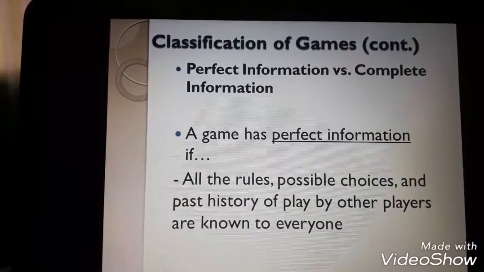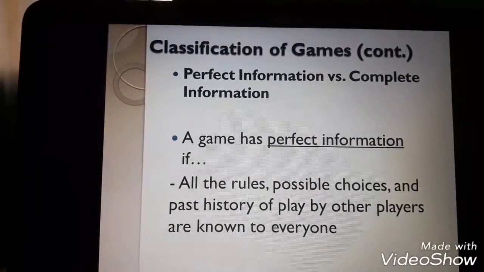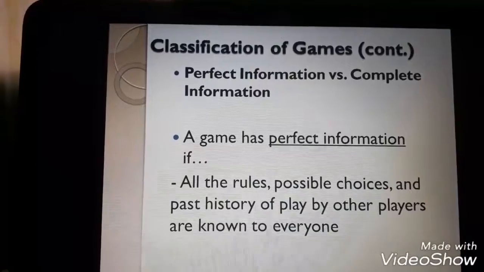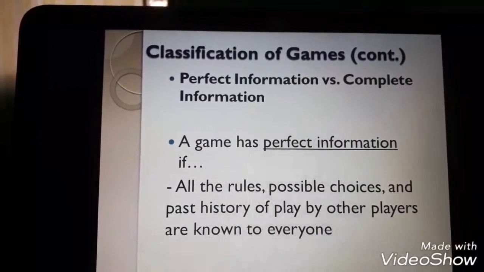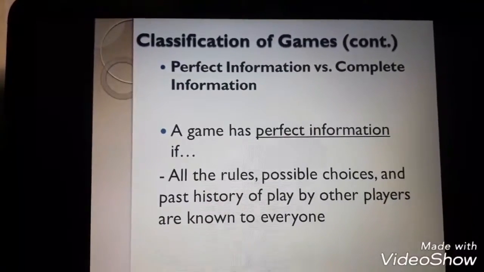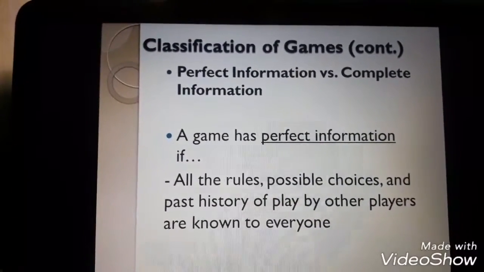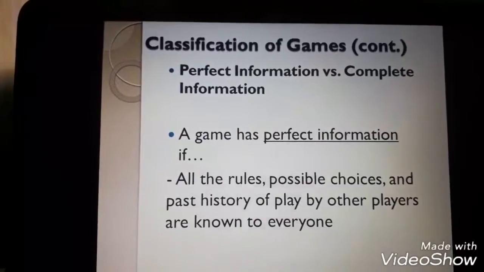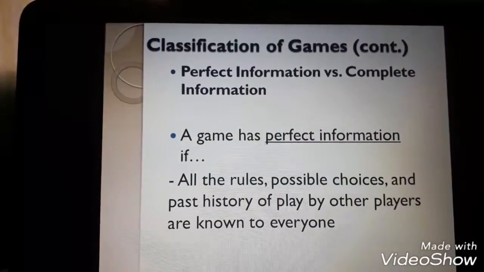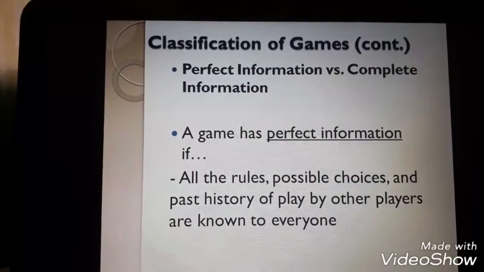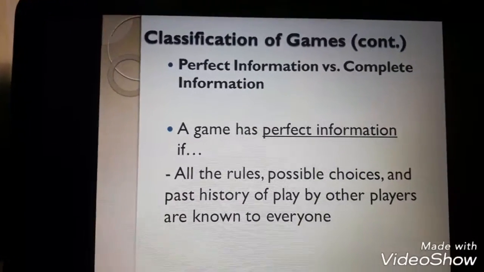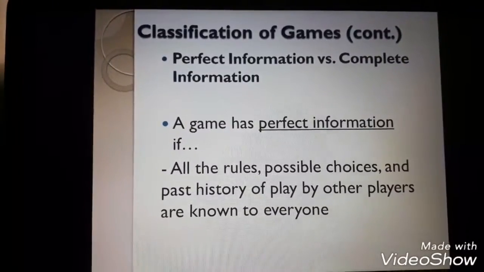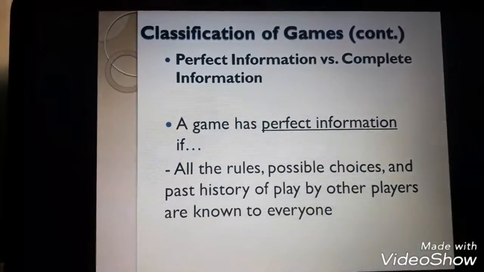Next, let's move on to a game of perfect information versus complete information. We're gonna distinguish the two. So, in a game of perfect information, all the rules, possible choices, and past history or previous moves made by other players are known to everyone.